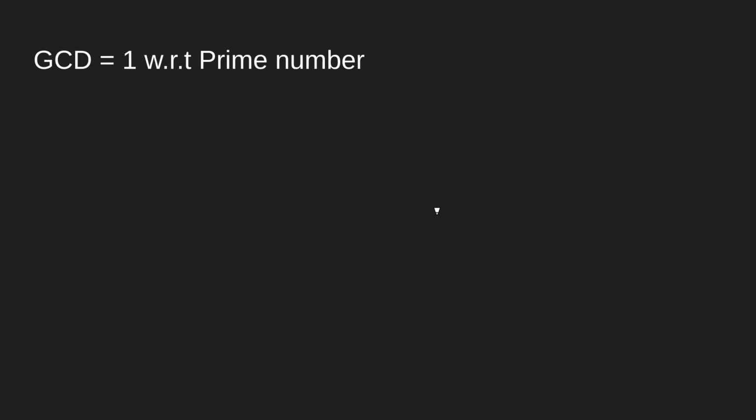Again, we are interested in GCD with respect to a prime number, especially when you're talking about this secp256k1 implementation. Why? The GCD of any number x and p, GCD of x comma p, will always be 1, provided x is less than p and greater than 0.